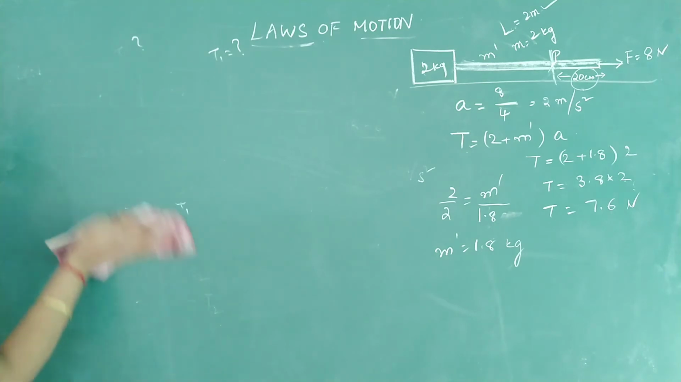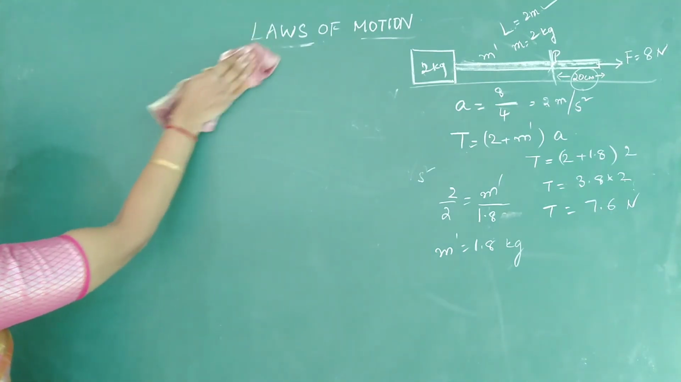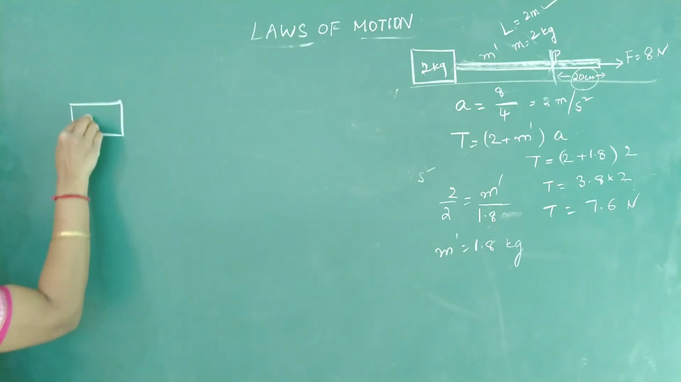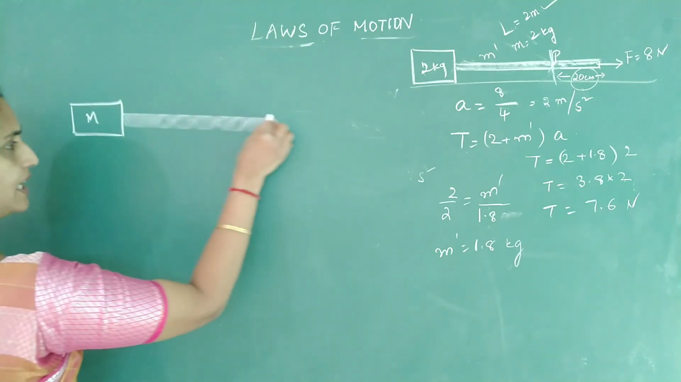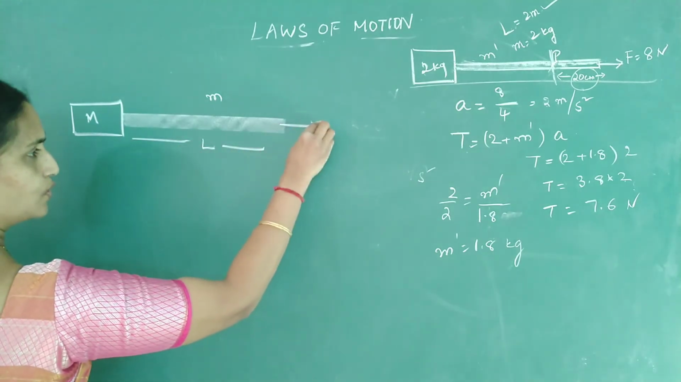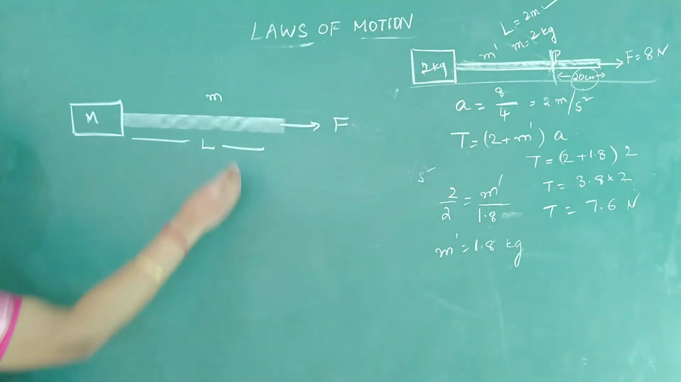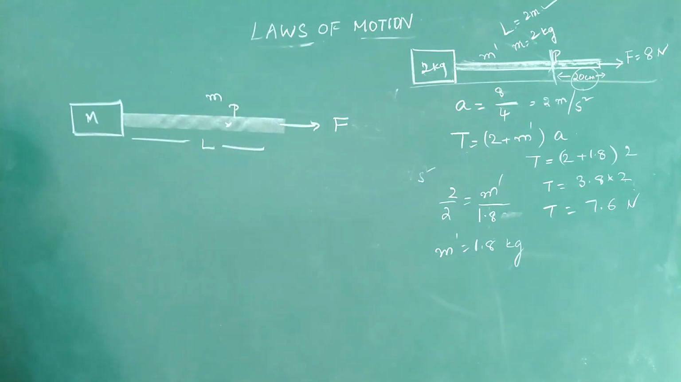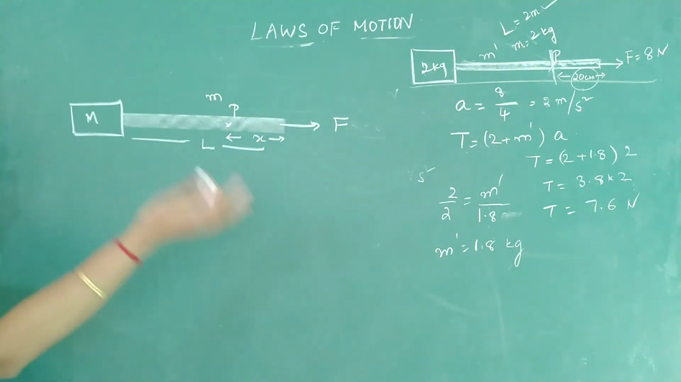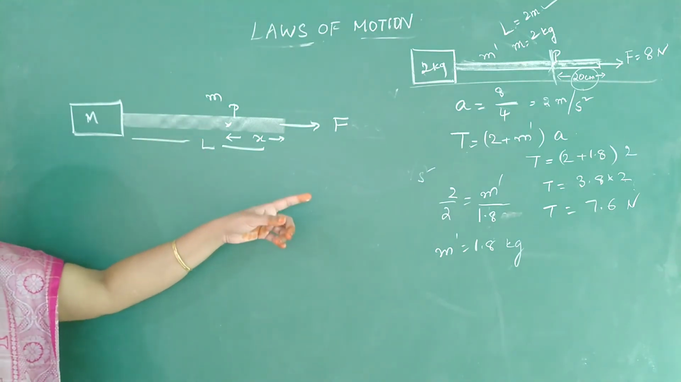Generalized relation rather than the values. A block of mass capital M is attached to a rope of mass small m, length L. You have applied a force F. Find the tension at the point P, which is at a distance x from the free end. The same question but without values I am giving you.